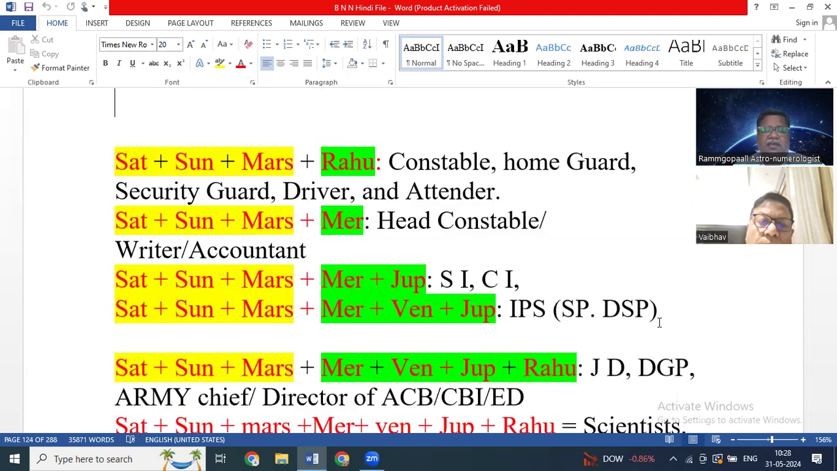Police station में कौन उच्च स्थिति में होता है? SI or CI. SI, Circle Inspector or Superintendent of Police. Superintendent. Here, Sub Inspector of Police. SI. So, SI बनने के लिए Jupiter भी होना है. Jupiter is highest position. So, police station में highest position SI है. Sub Inspector.